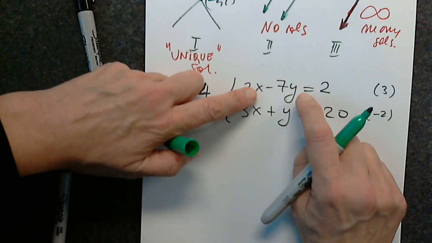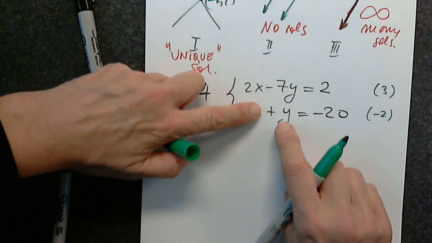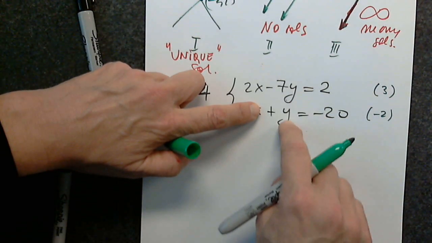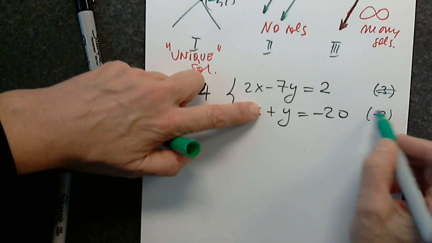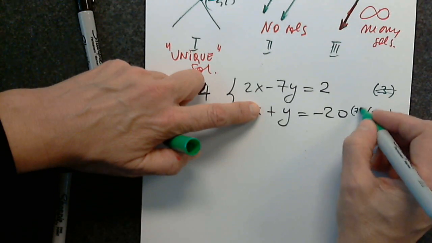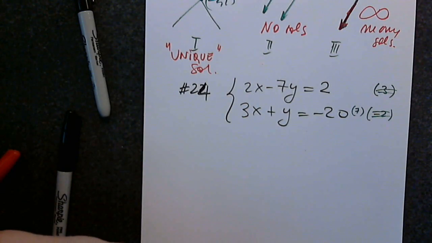But let's look at y. Here I have -7, I have 1. In this particular situation, if I decide to eliminate y, I will not have to multiply both equations, but just this one and only by 7.